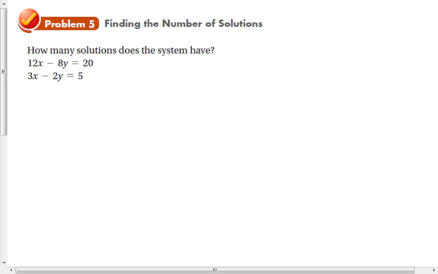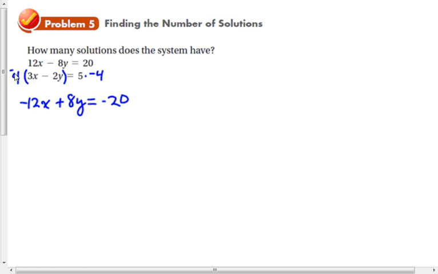All right, the last thing we're going to do is learn how to find the number of solutions. And to do that, we're just going to start the solving process. And what we're going to look for is either an identity equation, a false equation, or an equation we can solve, which would mean there's one solution. So to do that, what I'm thinking is let's multiply the bottom by negative 4. And that will give us negative 12x for coefficients, so we get negative 12x plus 8y equals negative 20.